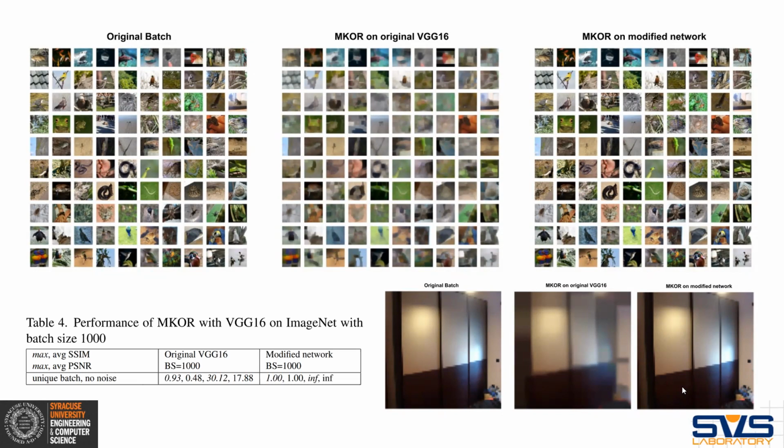Even if we keep the original VGG16 network structure and such a large batch size, shown in the middle, we can still read the content in our reconstruction.